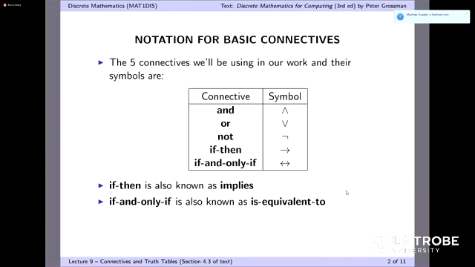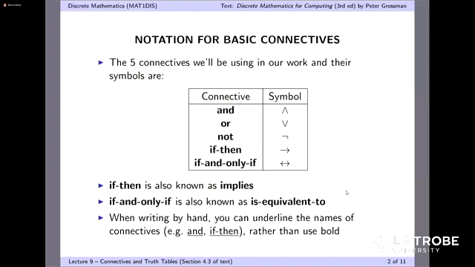Okay. This is what we did in the last lecture. So these are the 5 connectives that we use. So this is if then. This is also known as implies. If and only if is also known as is equivalent to, or same.